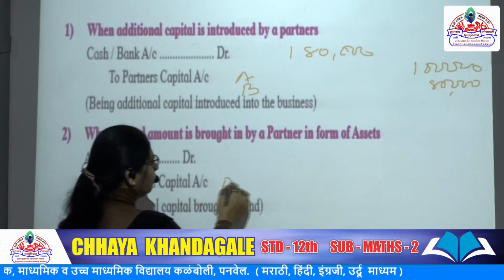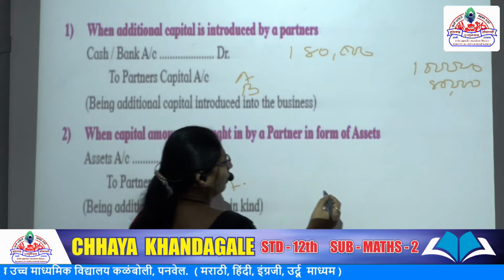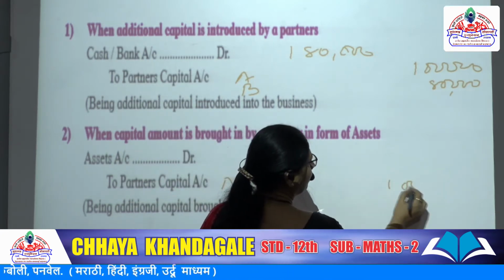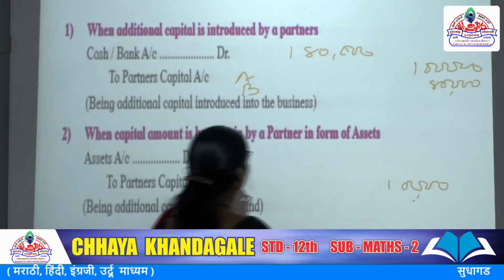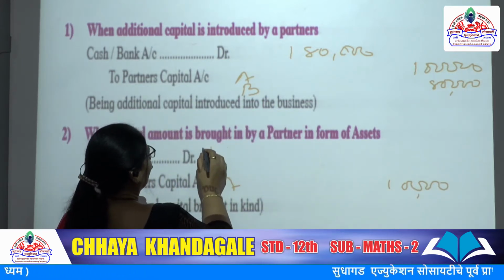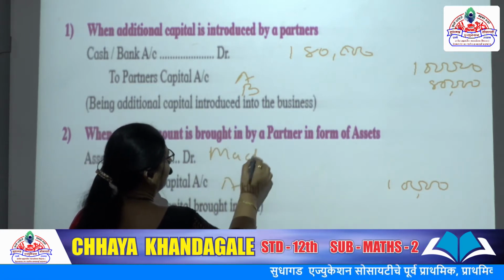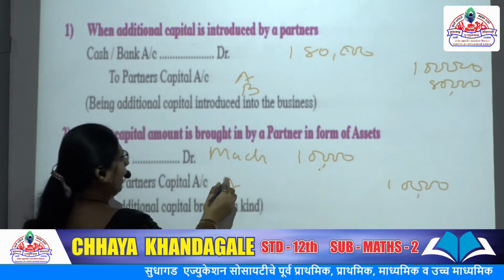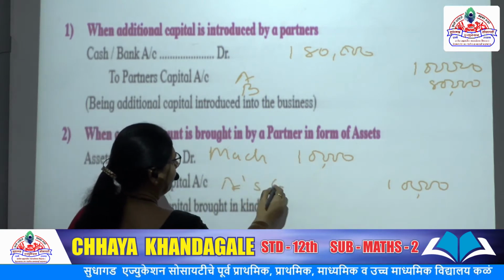Suppose A has brought machinery of rupees 10,000. So asset will, what will be asset? Machinery 10,000 to A's capital.